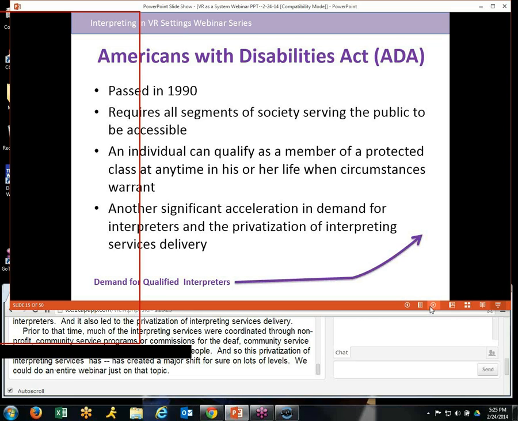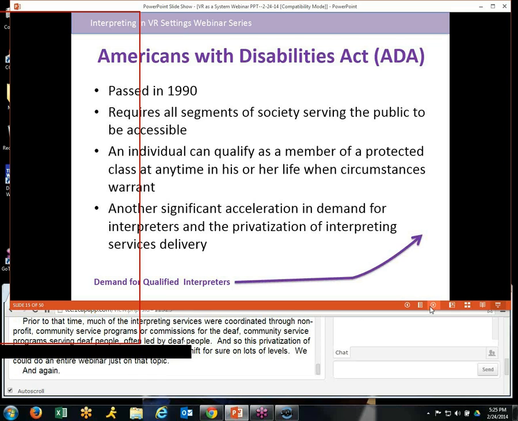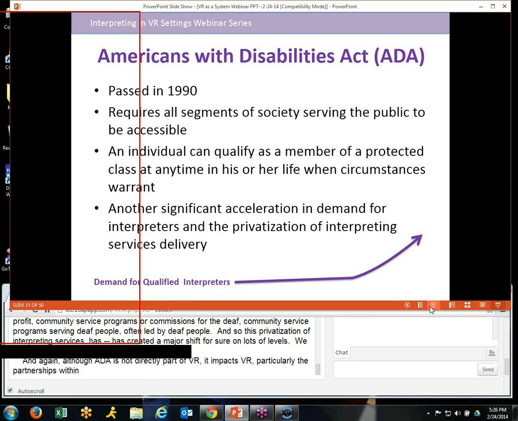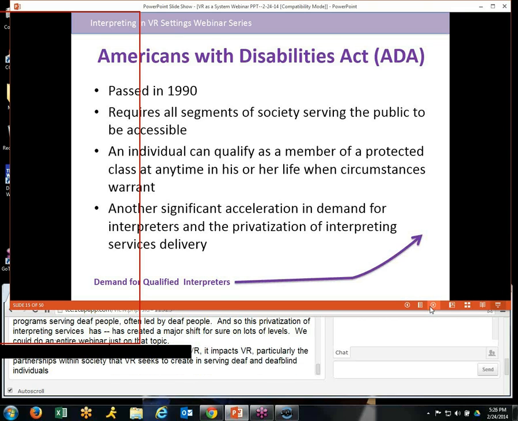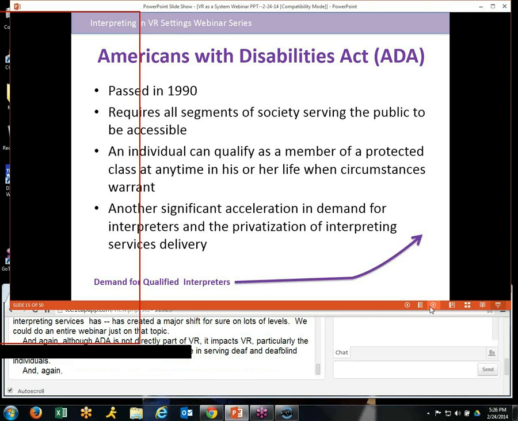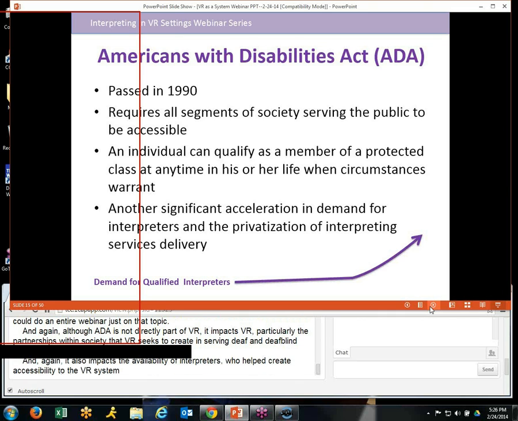And again, although ADA is not directly part of VR, it impacts VR, particularly the partnerships within society that VR seeks to create in serving deaf and deafblind individuals. And again, it also impacts the availability of interpreters who help create accessibility to the VR system and its services.